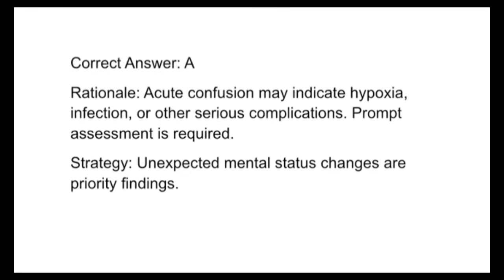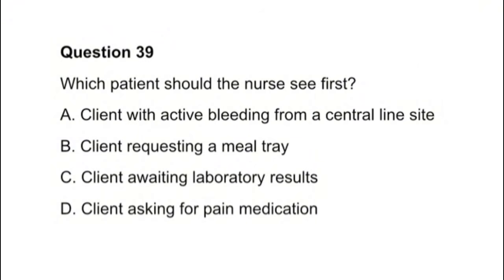Correct answer: A. Rationale: Acute confusion may indicate hypoxia, infection, or other serious complications. Prompt assessment is required. Strategy: Unexpected mental status changes are priority findings. Question 39. Which patient should the nurse see first? A. Client with active bleeding from a central line site.